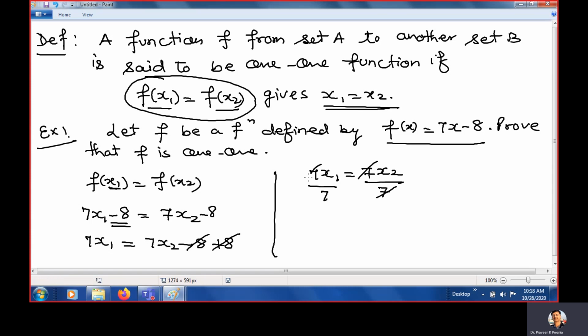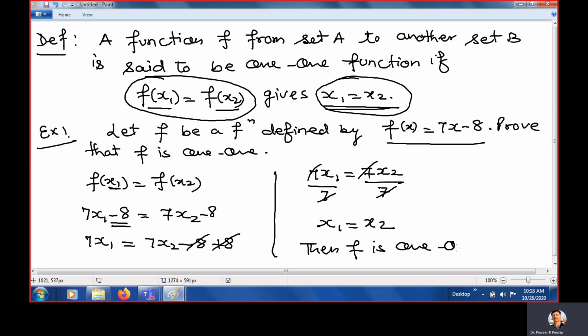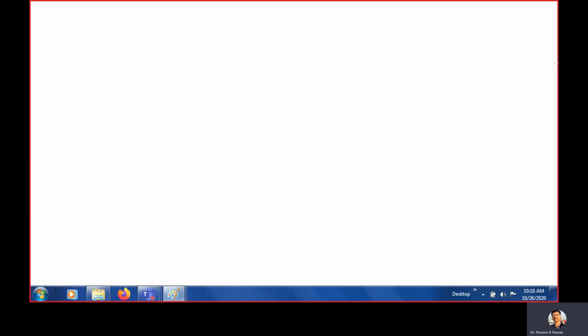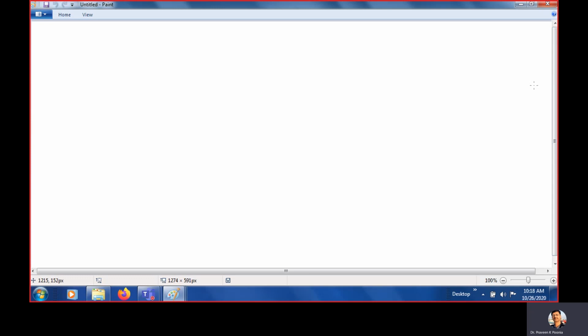Clear? This cancels, this cancels, this cancels, this cancels. So what are we getting? x1 is equal to x2. So we are getting this function. If we are getting this function, then f is a 1, 1 function. So this is how we check if any function is 1, 1 or not 1, 1.